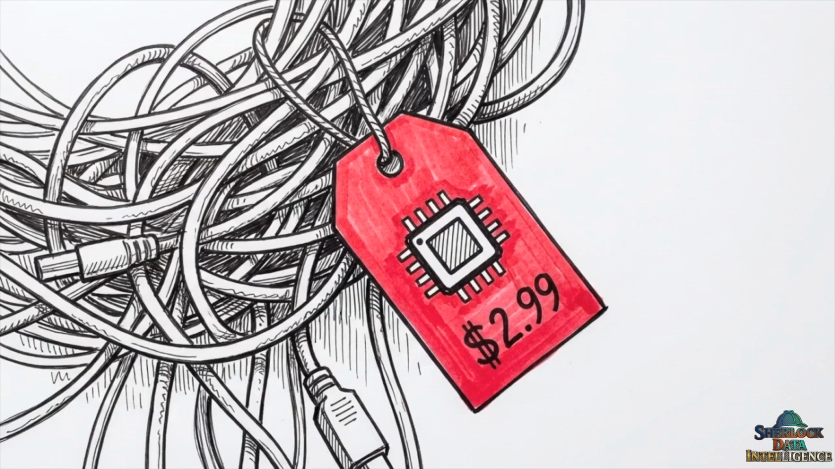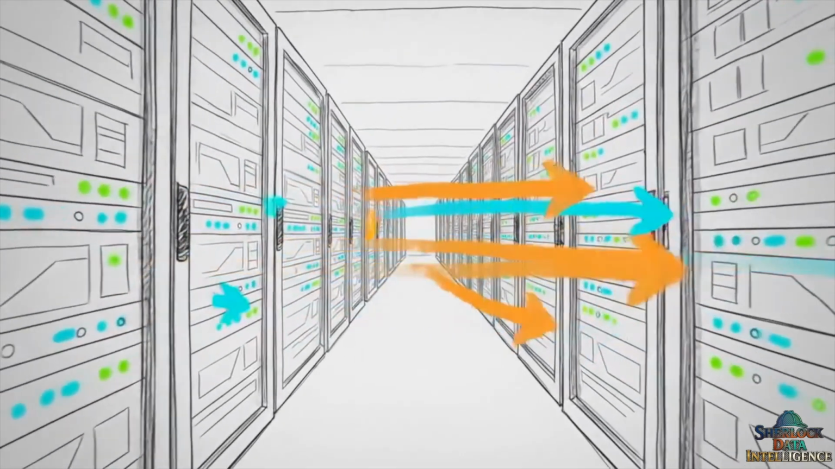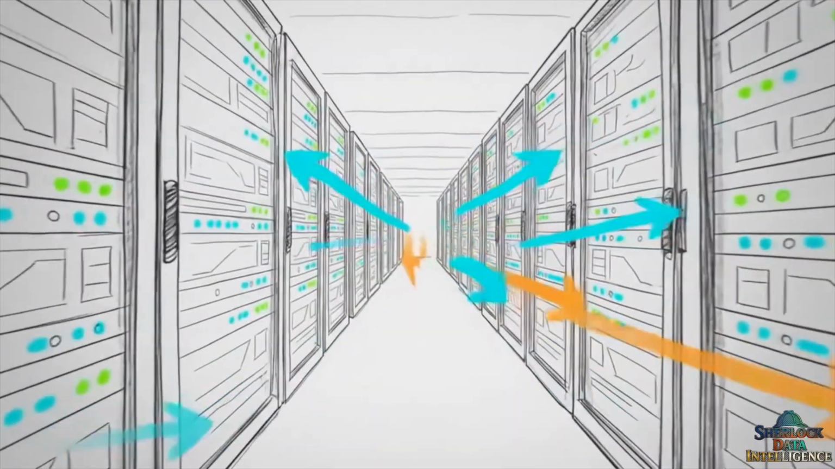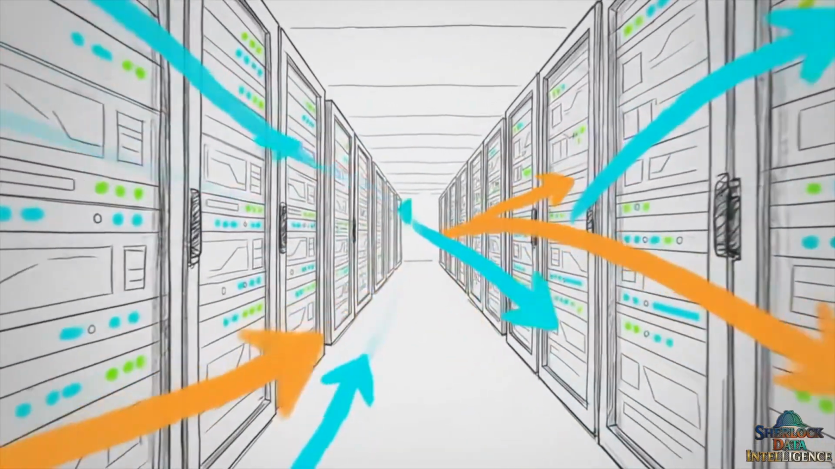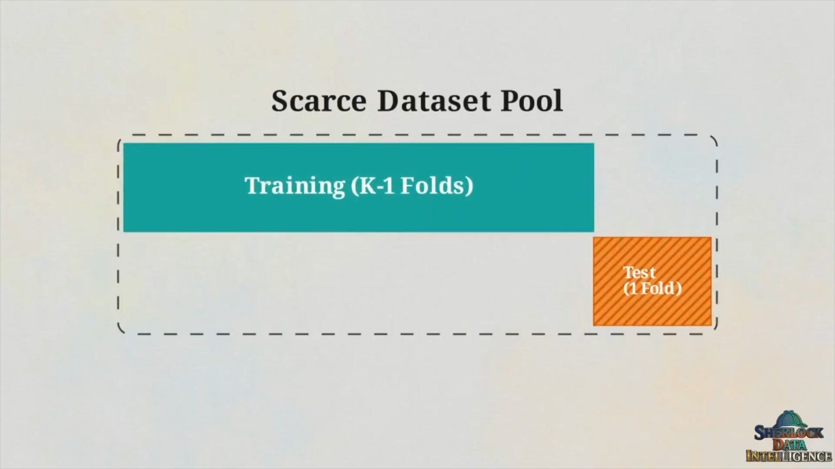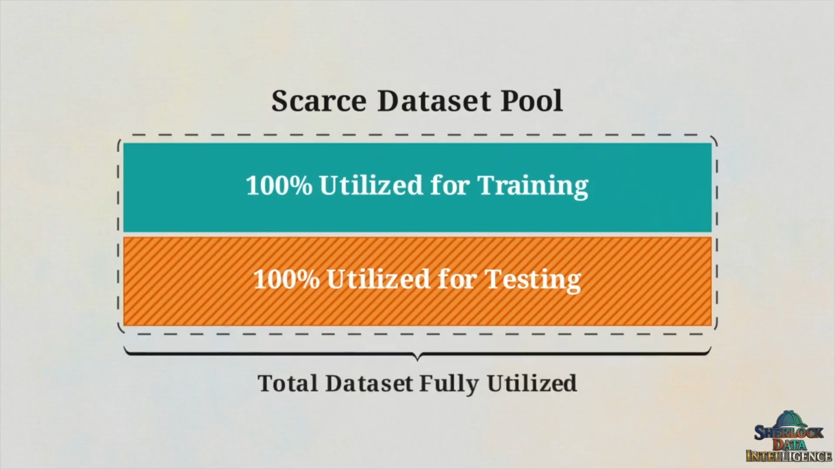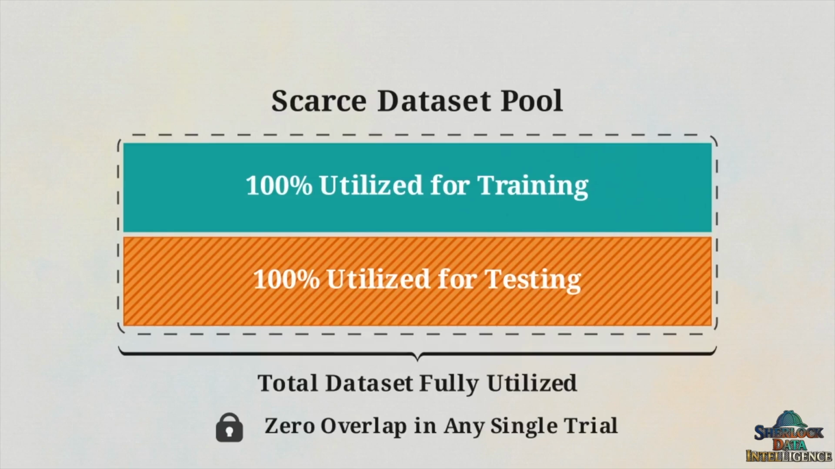There is a strict computational price for this clarity. Running a 5-fold validation means you have to spend 5 times the computing power to train the model from scratch 5 separate times. But in exchange for that processing time, this method allows researchers to utilize 100% of a scarce dataset for both training and testing without ever letting the model cheat on the exam.